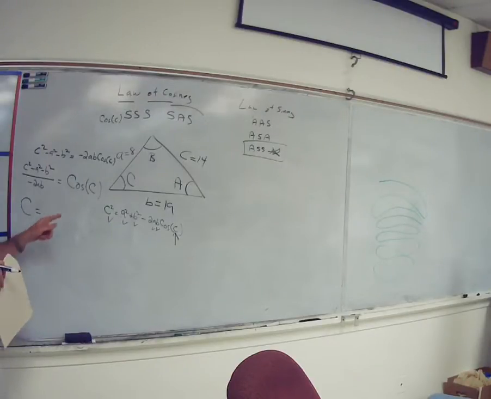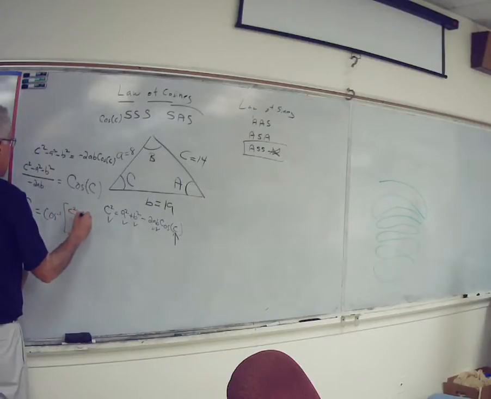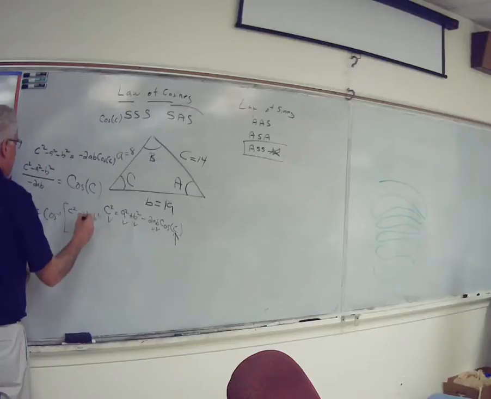So what could I say? C is equal to what? The cosine inverse. And why am I smiling? Because you didn't say divide by cosine. Dividing by cosine, no, you've got to undo the cosine. And so big C is equal to cosine inverse of C squared minus A squared minus B squared over minus 2AB.